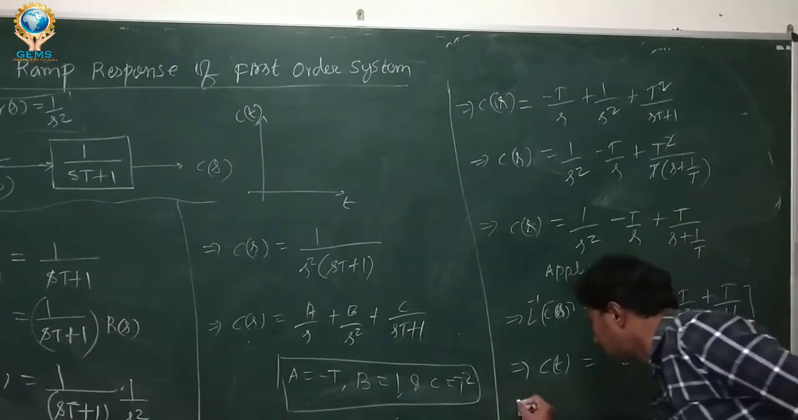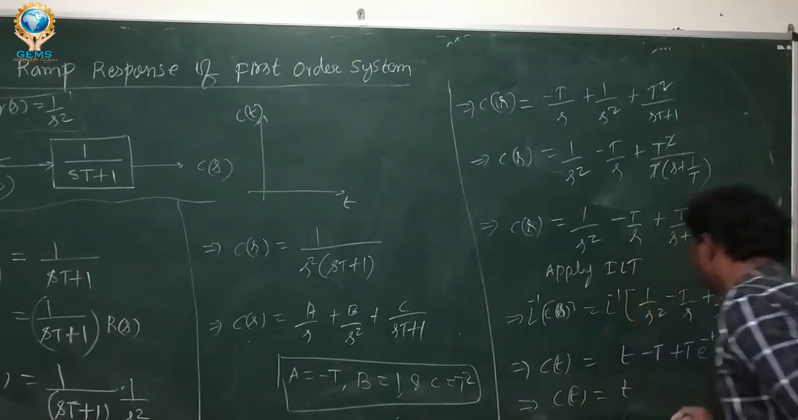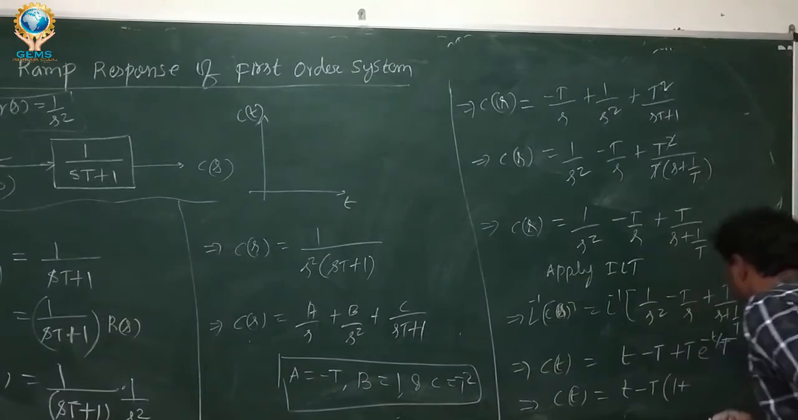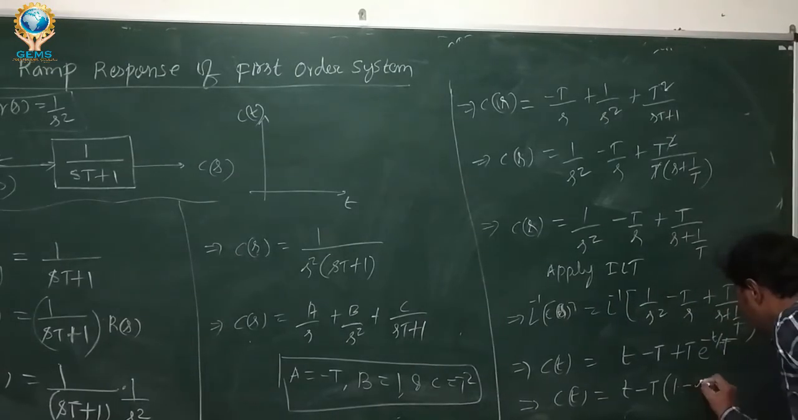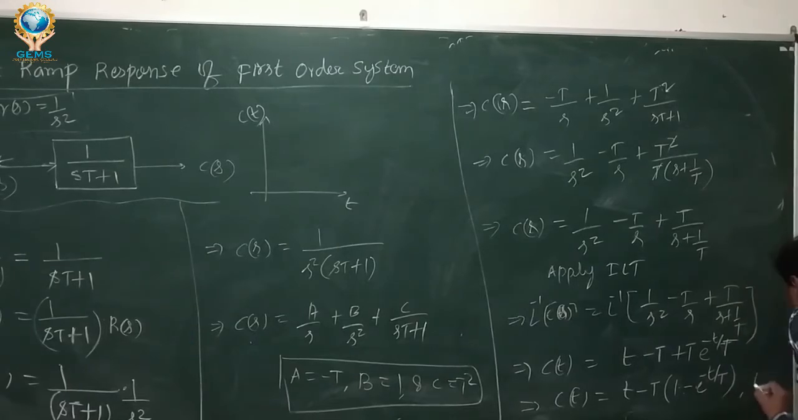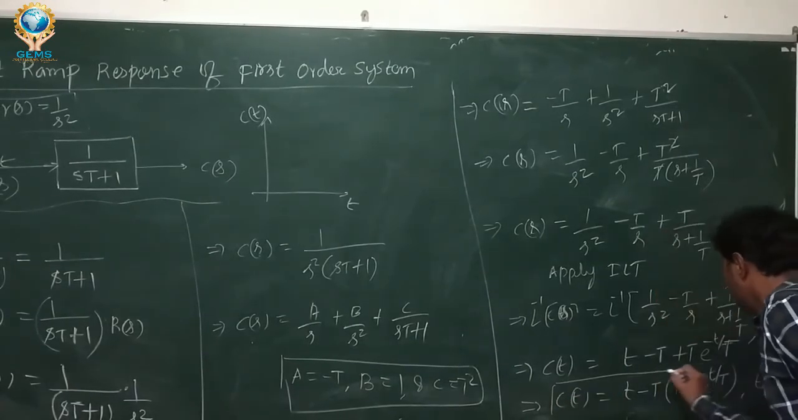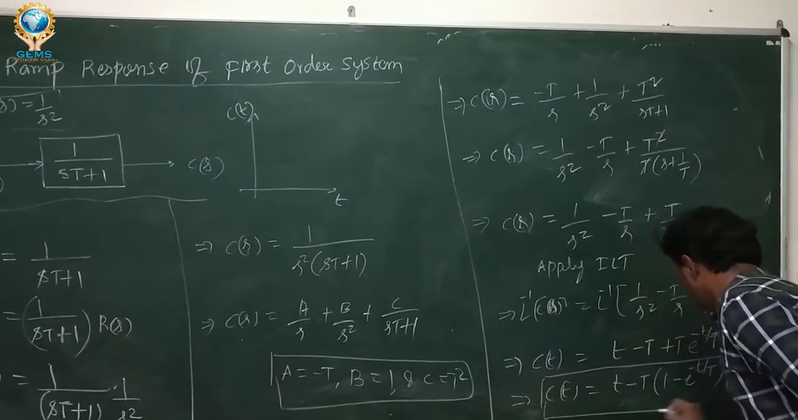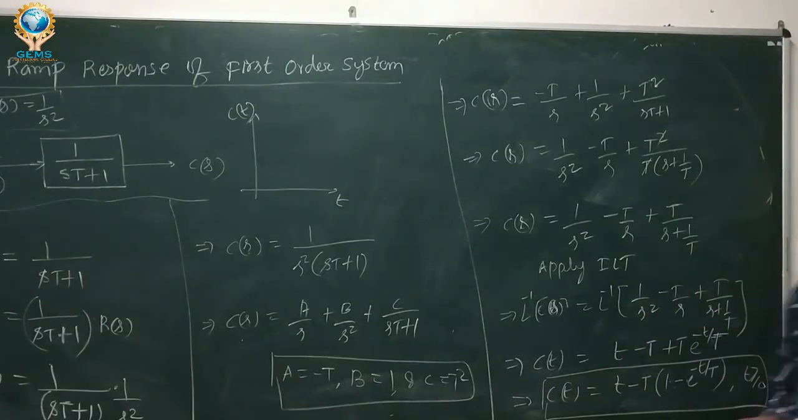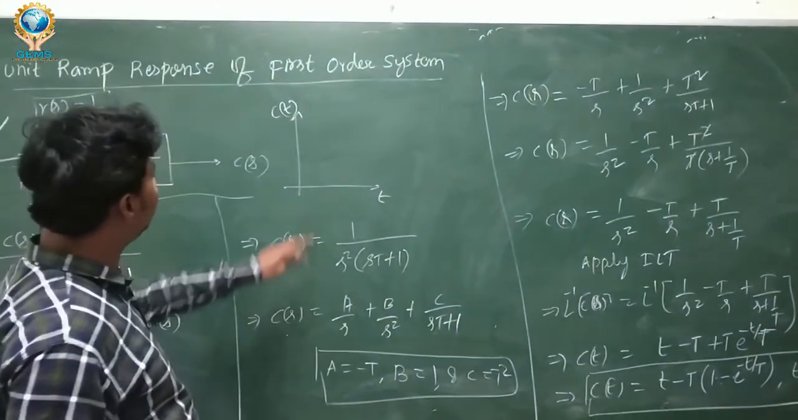So what is the common factor here? C of t is equal to t, you take minus common T, so t minus T times (1 minus e raised to minus t by T). Here t is greater than or equal to 0. So same as before, you substitute t equal to 0T, t equal to 1T, and you will get the response.